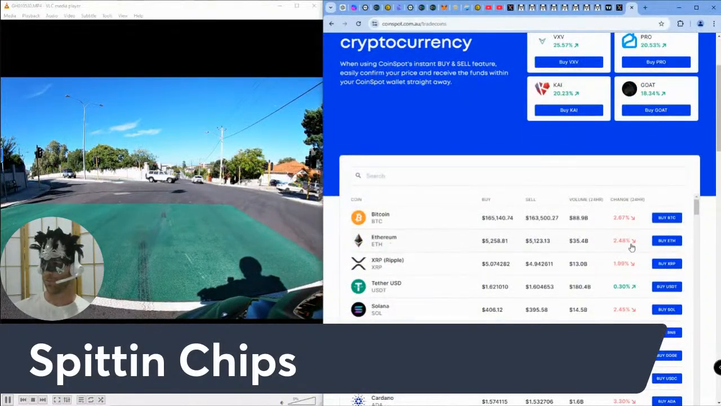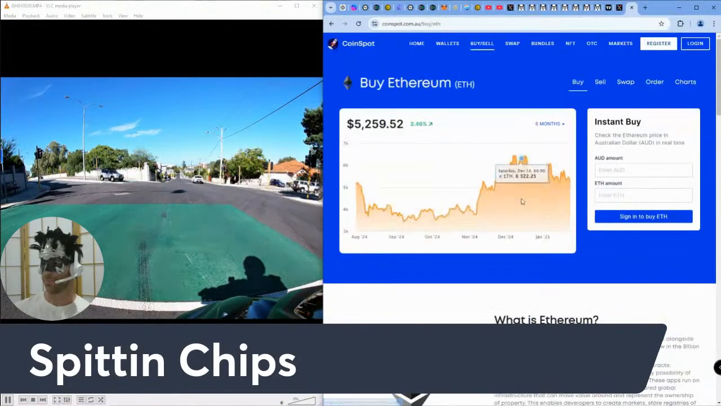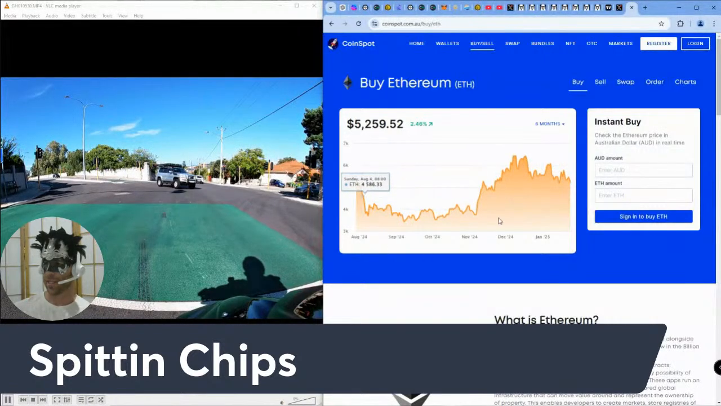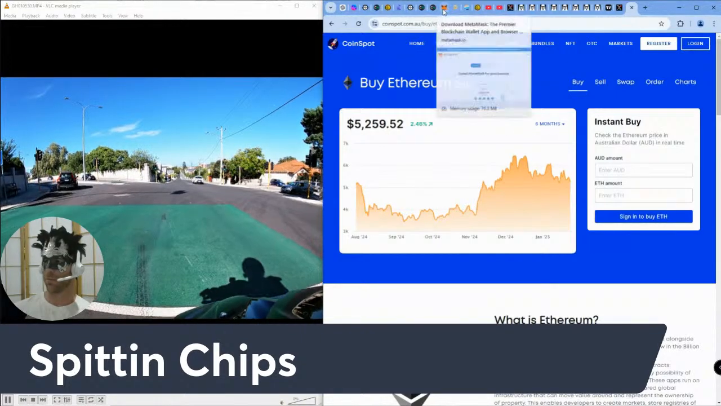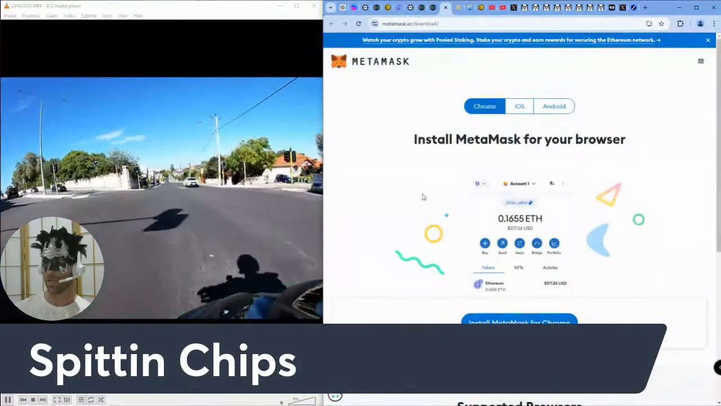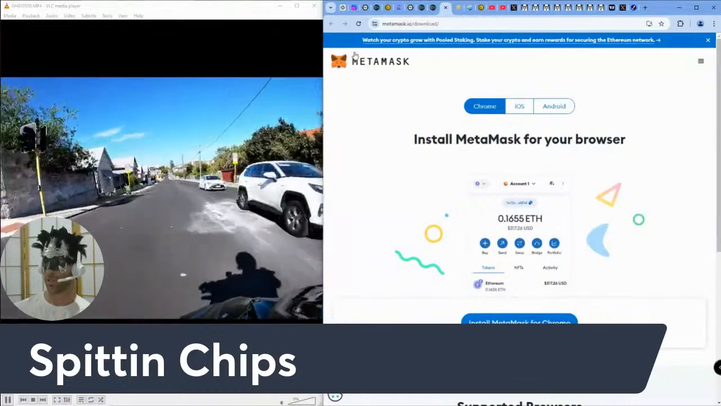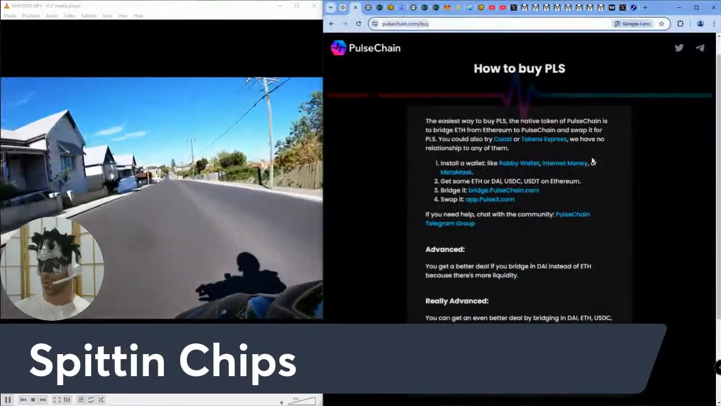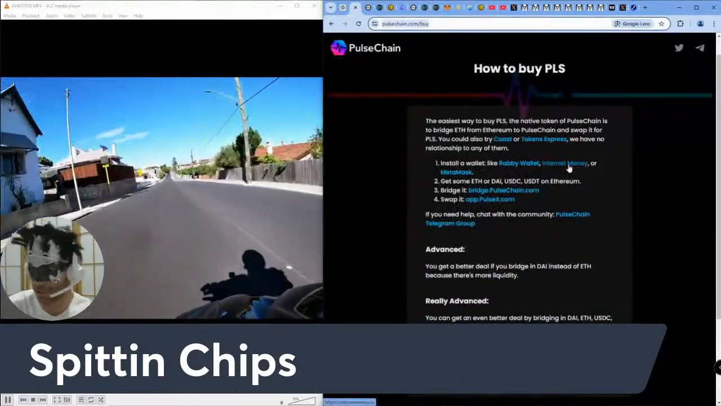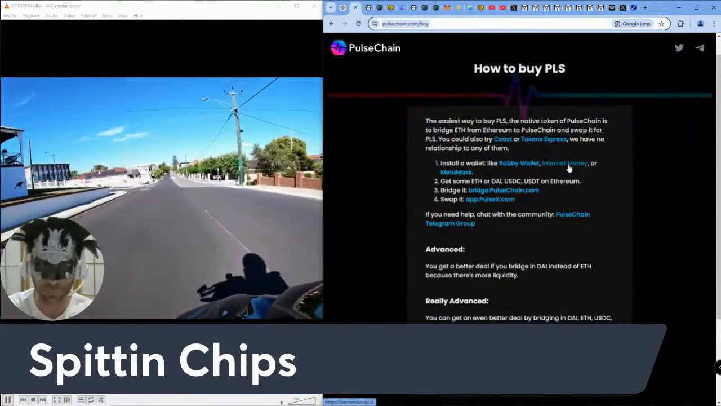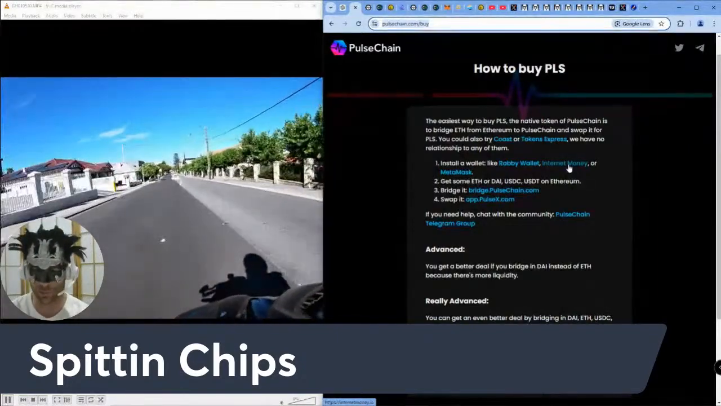Once you purchase Ethereum, it will give you a unique address. Then what you do is you send that Ethereum using Rabby or MetaMask. MetaMask is more popular, and you send it to your MetaMask. From that point, you're going to go to the exchange, the bridge. The quickest way to find the bridge is from PulseX.